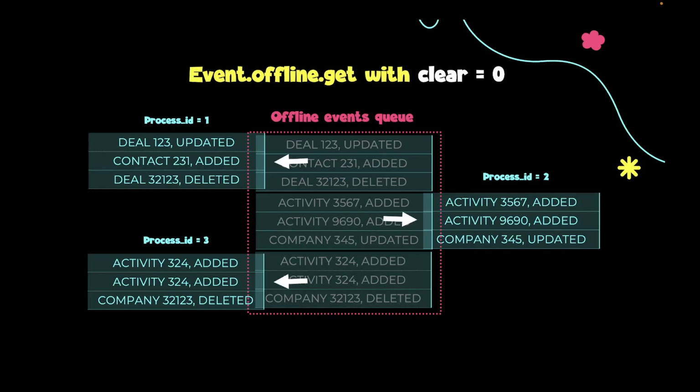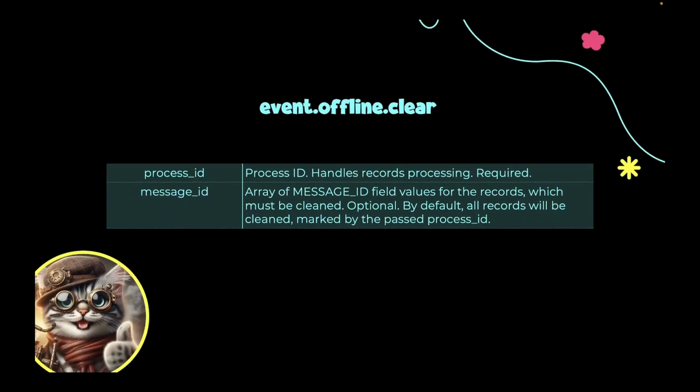To guarantee the processing of all offline events, you can call the event.offline.get method with the parameter clear equals 0. In this case, the package of returned events will not be deleted in Bitrix24. Instead, it will be marked with the unique identifier process_id and hidden. After processing the received events, the application itself must notify Bitrix24 that these events can be deleted. To achieve this, the application must call the event.offline.clear method, specifying the parameter process_id, the unique identifier obtained when calling the event.offline.get method.